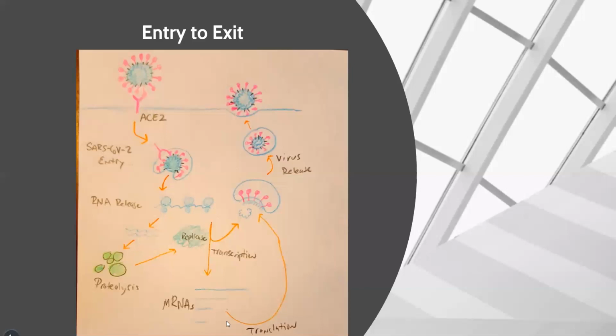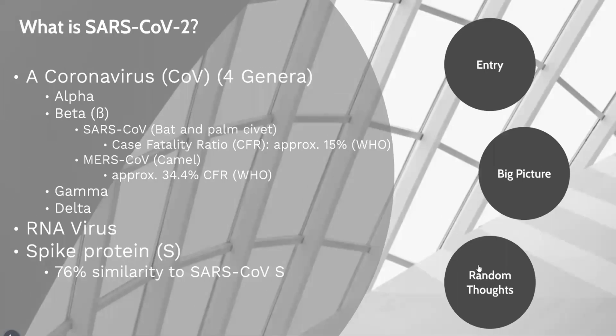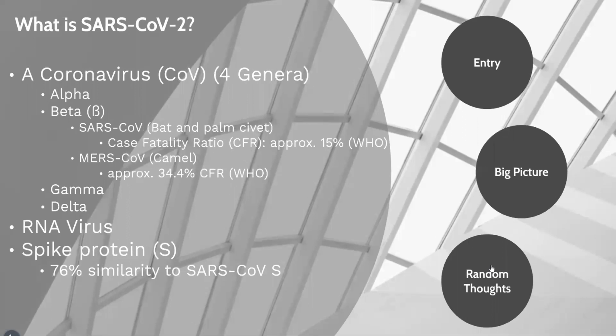Every single step here is very complex, and this is overly simplified. There's a huge amount of complexity going on just in the binding and the endocytosis. There's a huge amount of complexity going on in here as well, and then in the release. So those are all areas where you can try and target the virus with therapeutic agents.